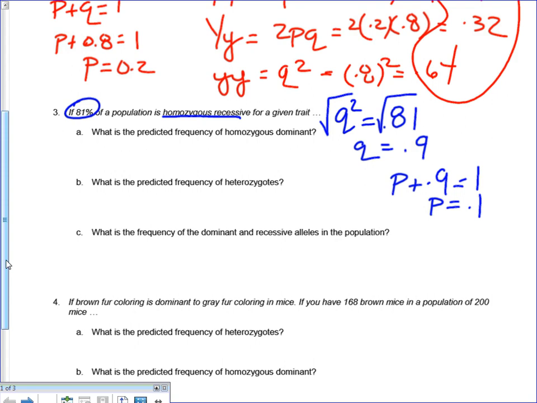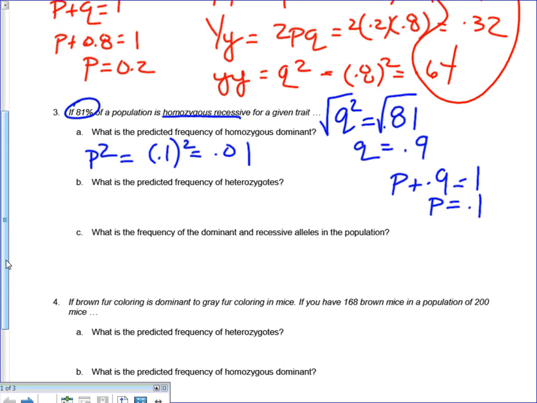So now that I got my values, once you know your values, the rest of it's pretty straightforward usually. What's the predicted frequency of homozygous dominant? Homozygous dominant is represented by P squared. So I now know that P is 0.1 squared, and that's going to be 1%. Only 1% of the population should be homozygous dominant.